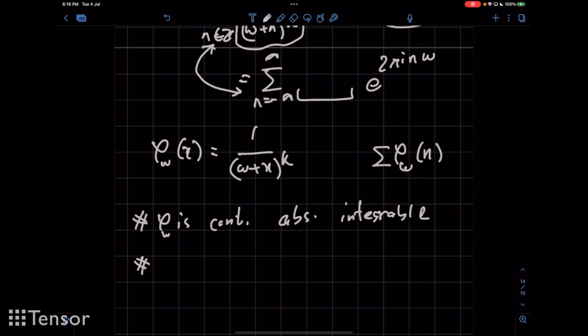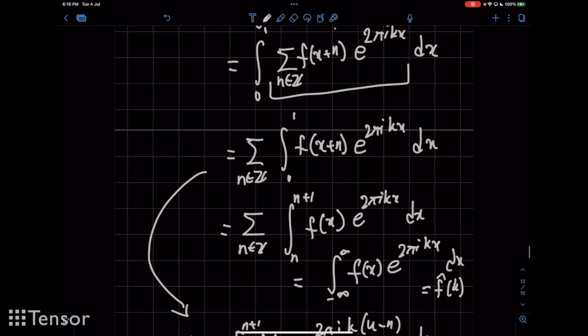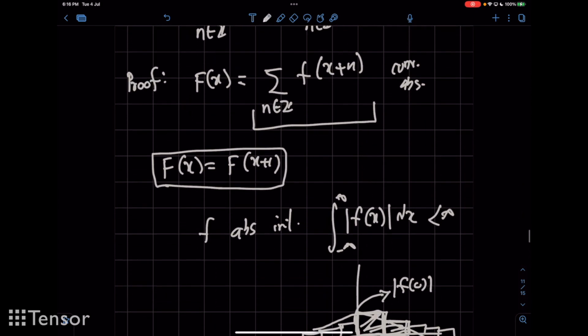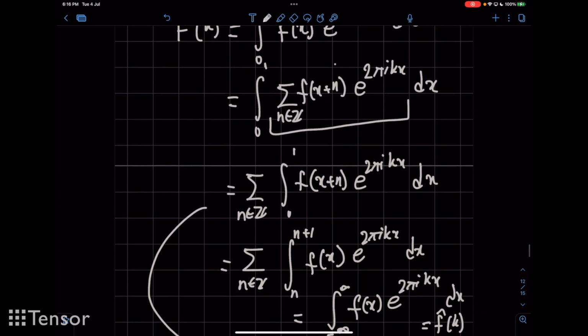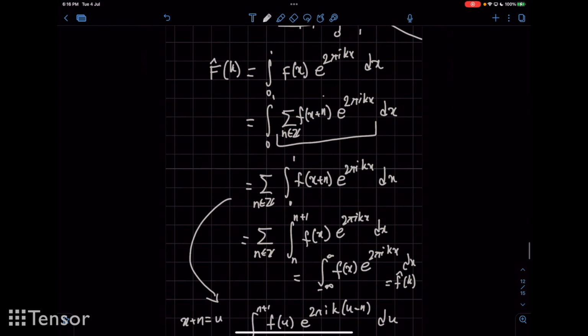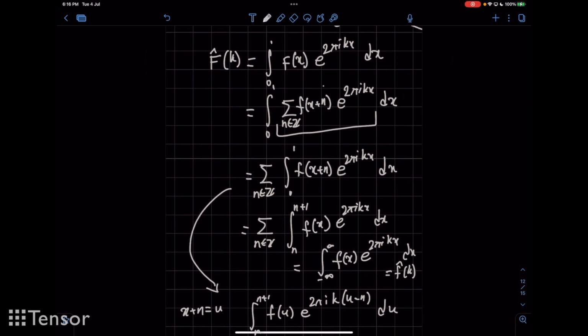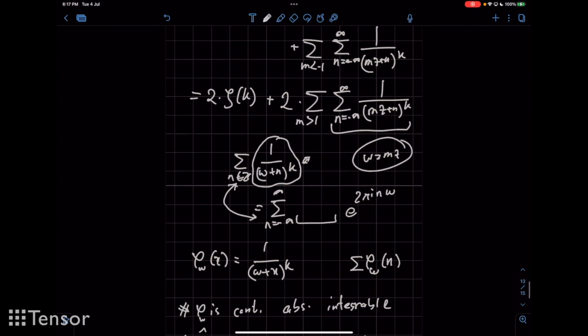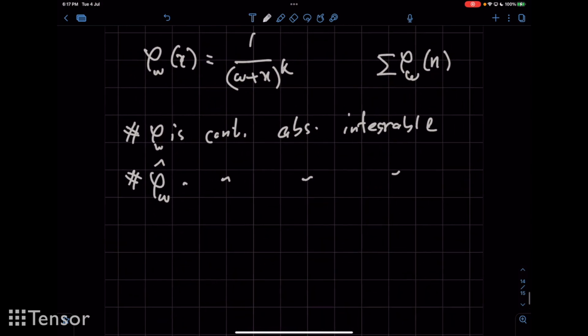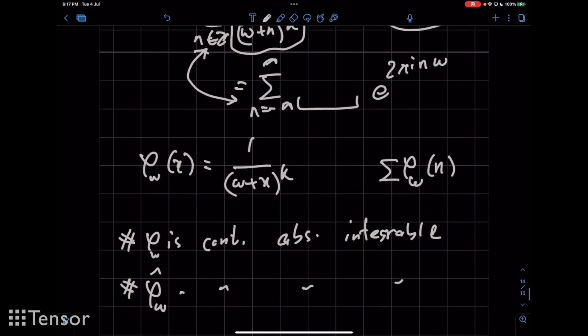Also, phi w hat is continuous and absolutely integrable. Because if we look at the proof of the Poisson summation formula carefully, then we can see that we have used the fact that we can rearrange the terms of the sum, and that is guaranteed by absolute convergence of both the function and its Fourier transform. Okay.